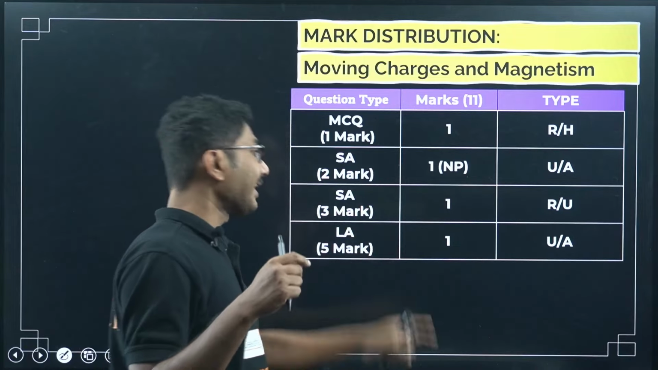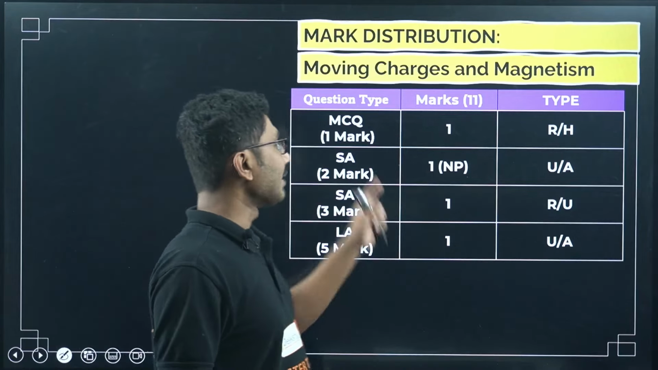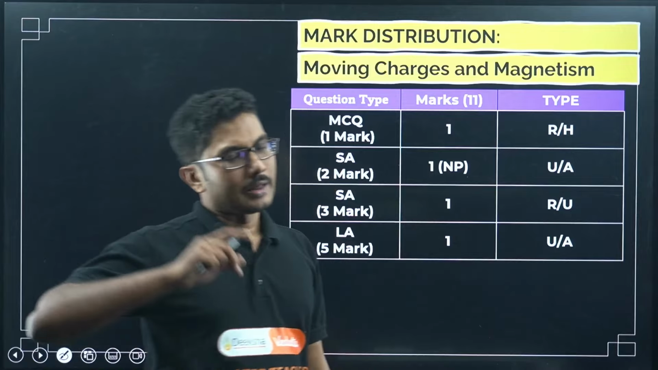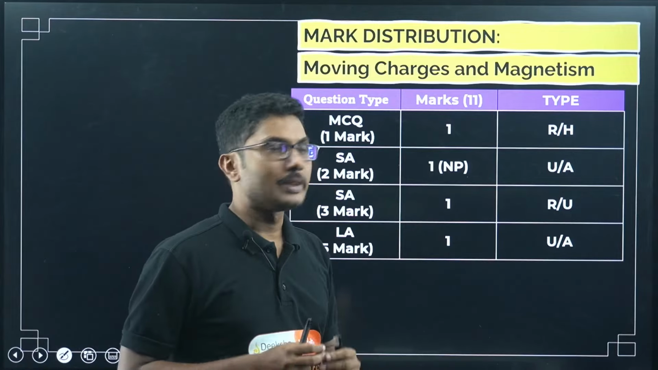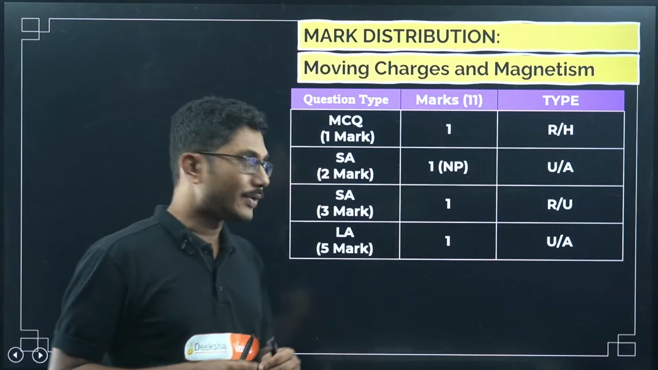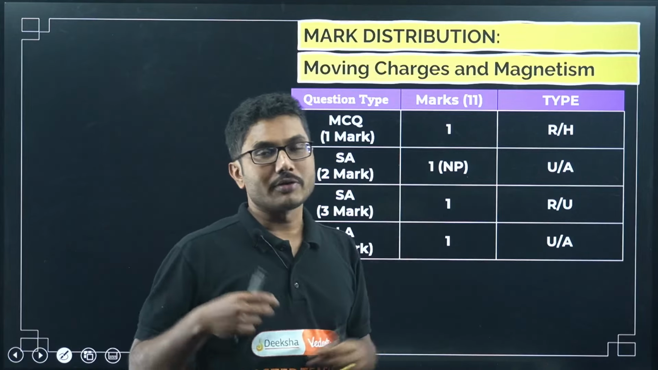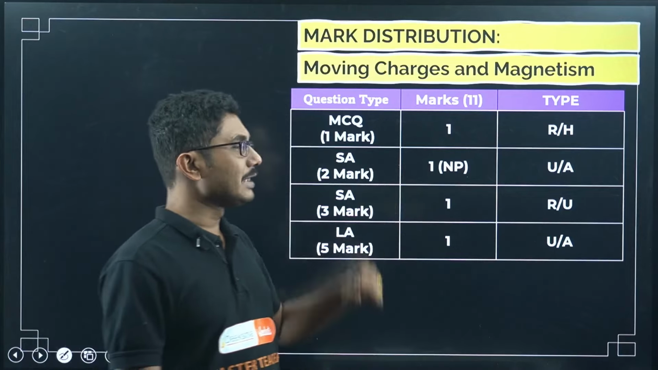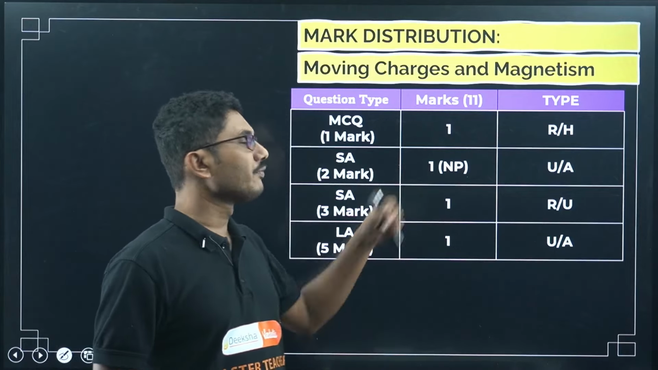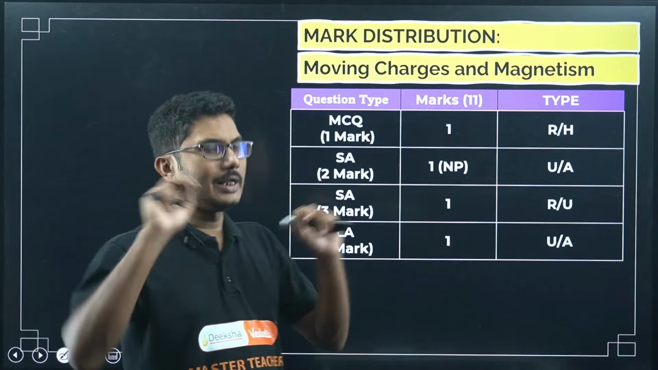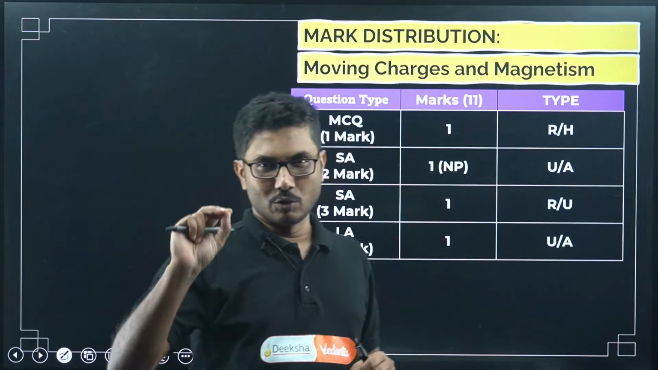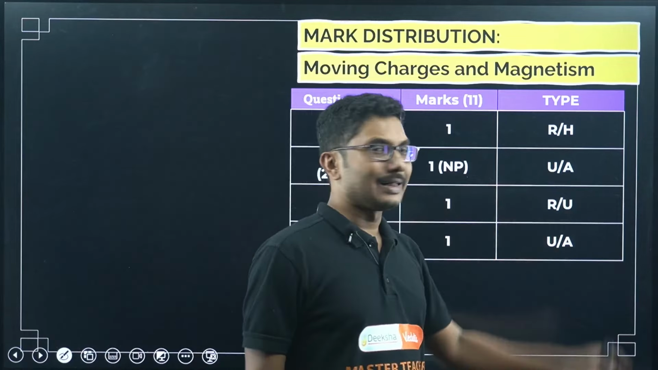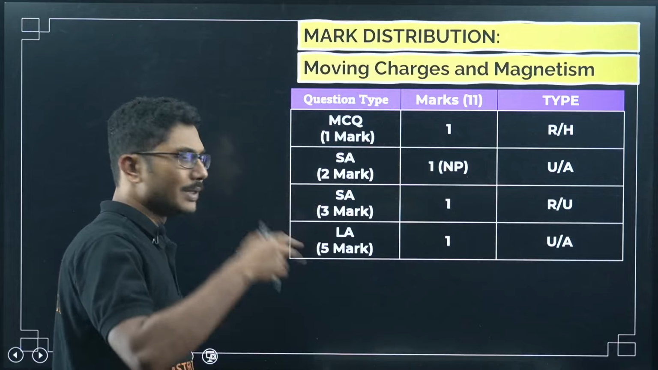In short answer type 2 marks question, most probably it will be a 2 mark numerical problem. There is a very small possibility that there will be a theoretical question as well, but 2 out of 3 model question papers suggest that there will be a numerical question based on this chapter. So we will solve a few numerical questions, only 2 mark questions. You have to know the formula, put the values, you will get the result. Very simple, right? And it will be either an understanding or application based question, so medium level question.